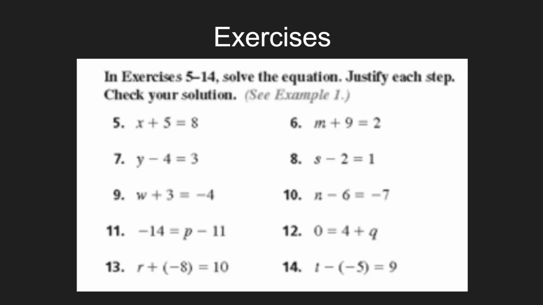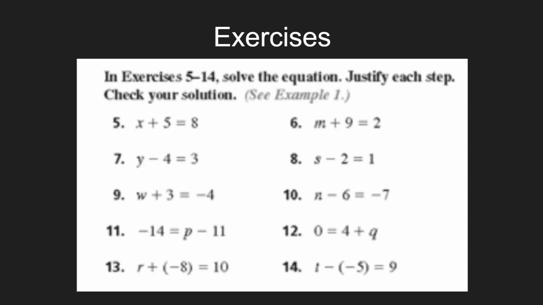Number 9, w plus 3 equals negative 4. So we subtract 3 from each side and get w equals negative 7. Number 10, n minus 6 equals negative 7. We're going to have to add 6 to each side to get n equals negative 1.